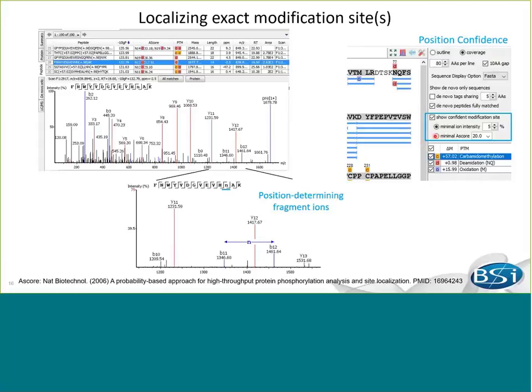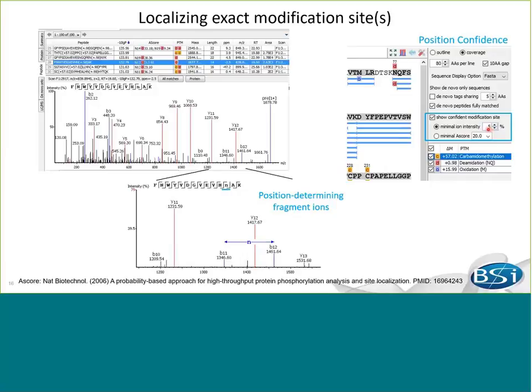One is to use minimum ion intensity, which requires that the relative intensity of the fragment ions before and after the modification site in a tandem mass spectrum must be higher than the number you put here to call a confident PTM site.